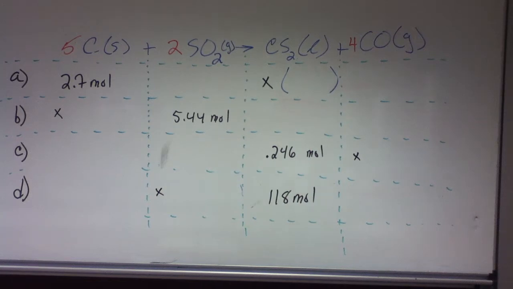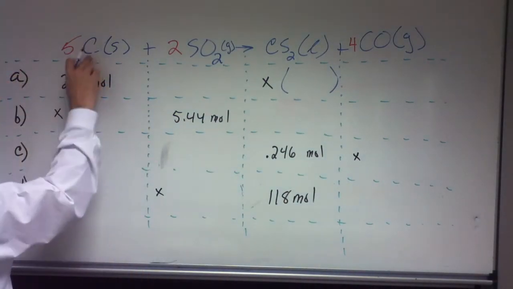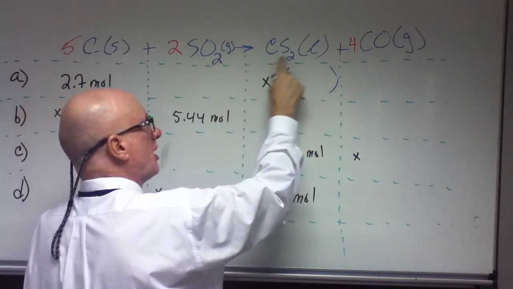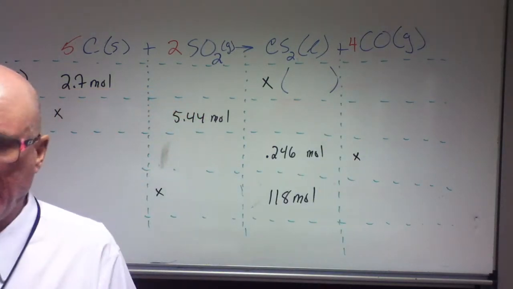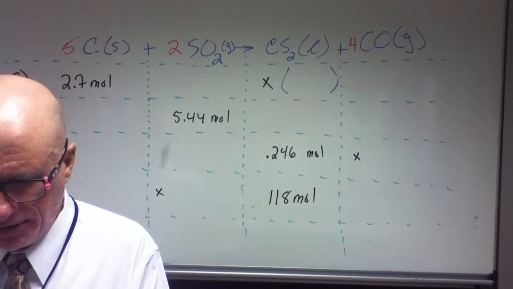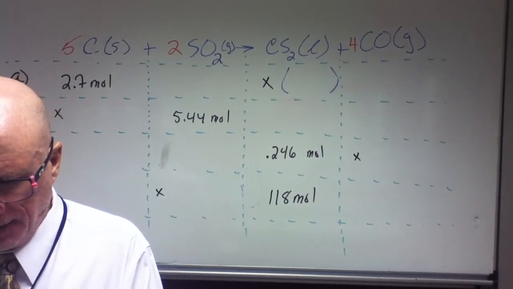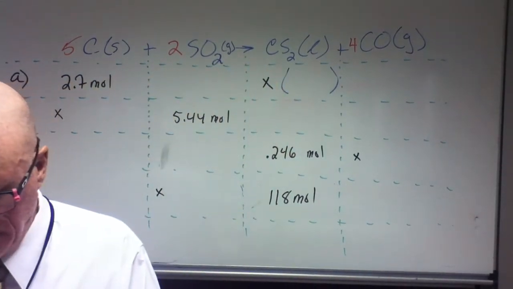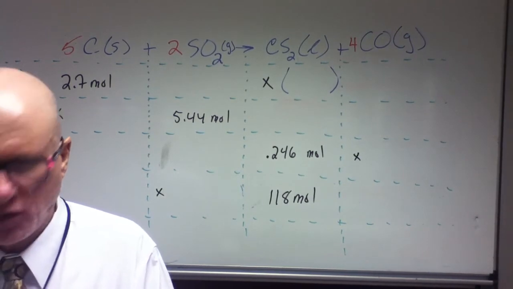Okay, the reaction says, it's actually kind of light. It says 5 carbon plus 2 sulfur dioxide yields carbon disulfide, which is a liquid, and 4 carbon monoxide. The problem reads: carbon disulfide is an important industrial solvent. It is prepared by the reaction of coke with sulfur dioxide. Part A. The class isn't really here, I'm pretending they are. How many moles of carbon disulfide form when 2.7 moles of carbon react?